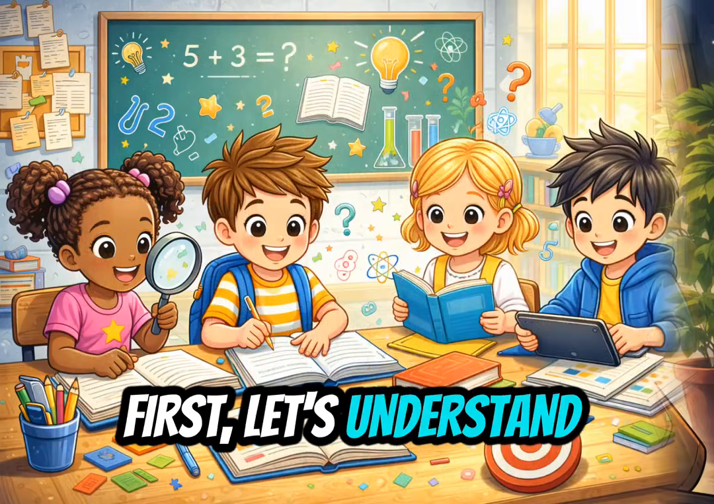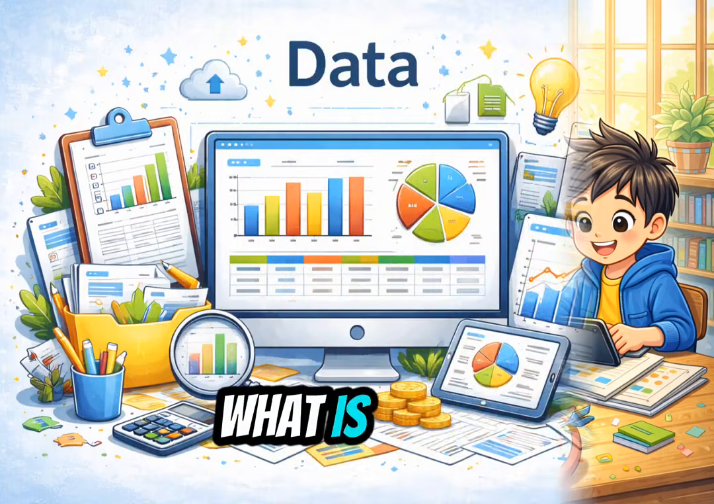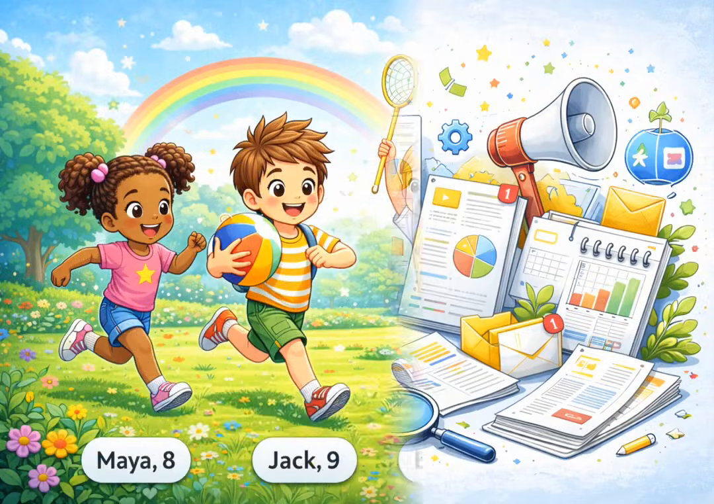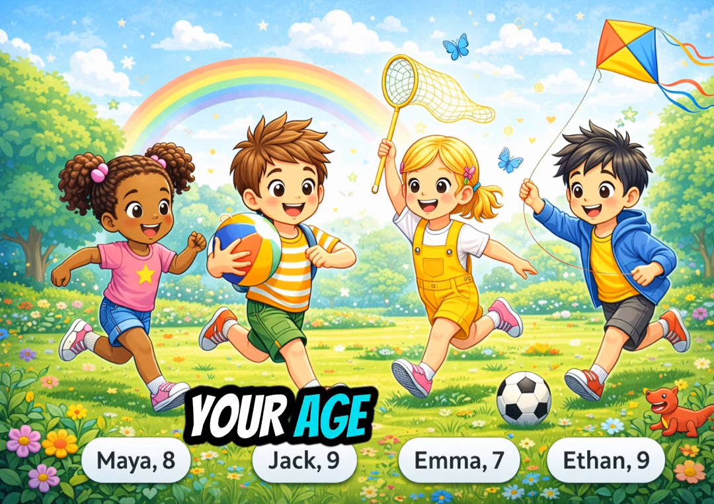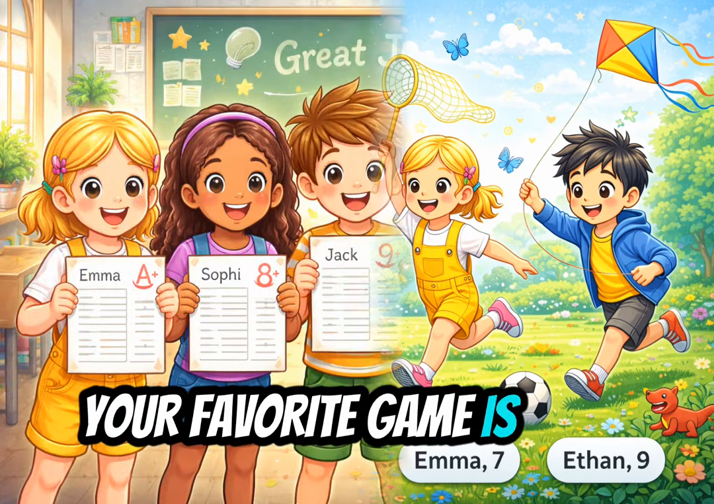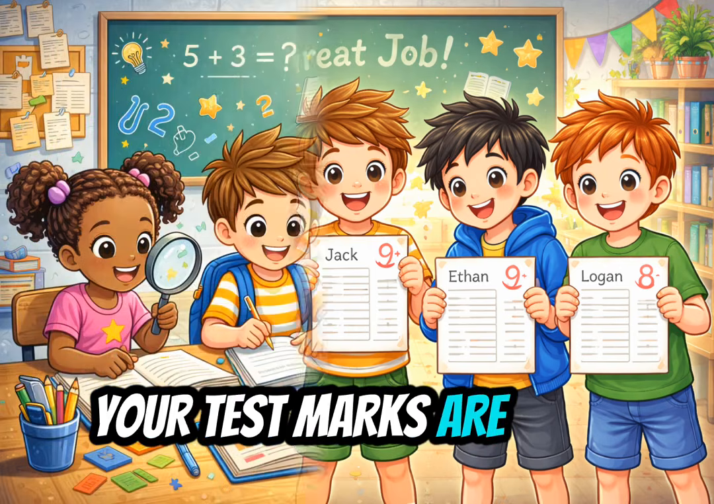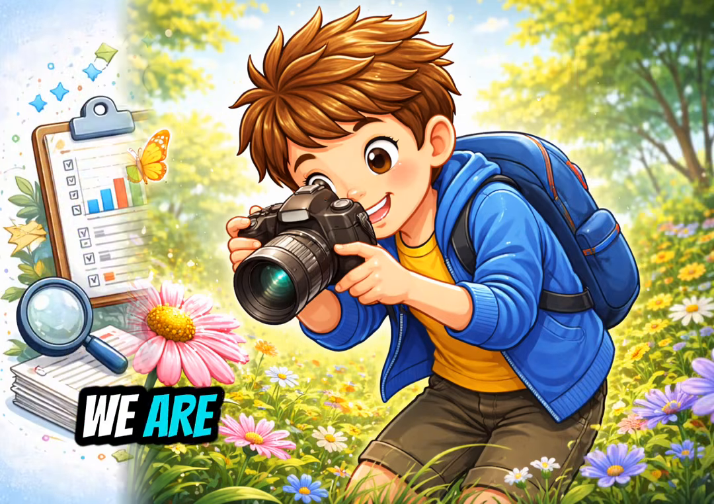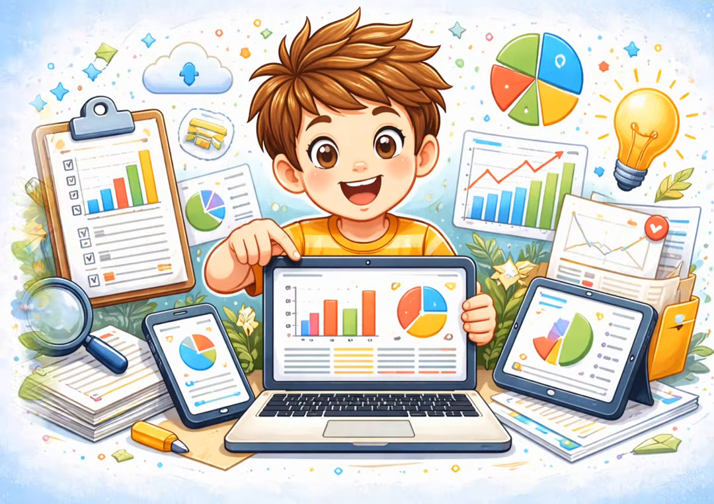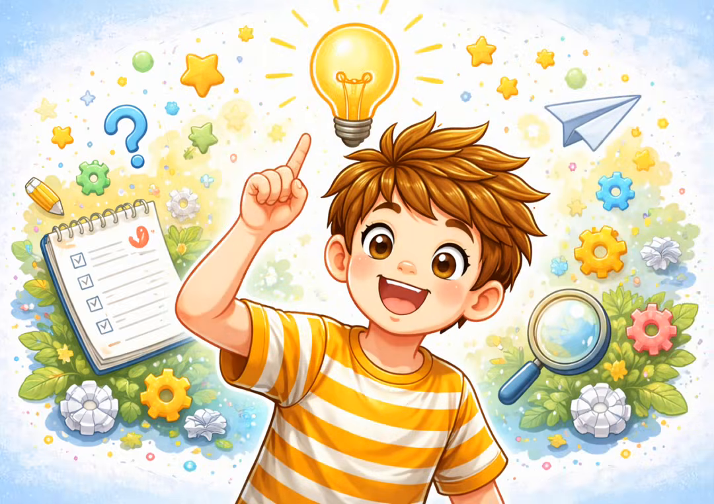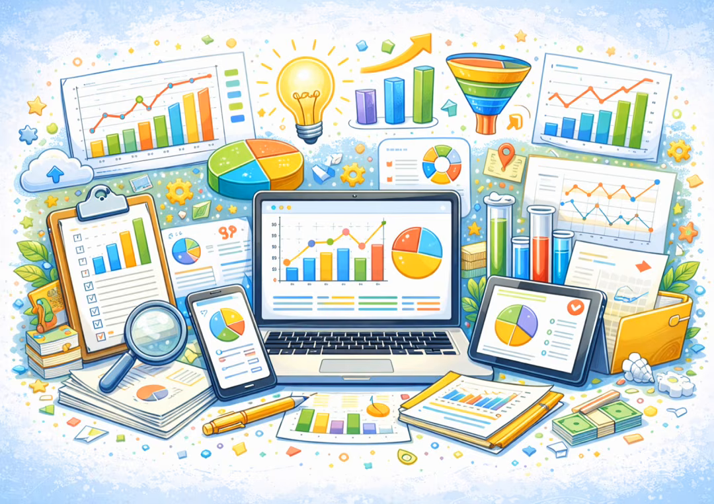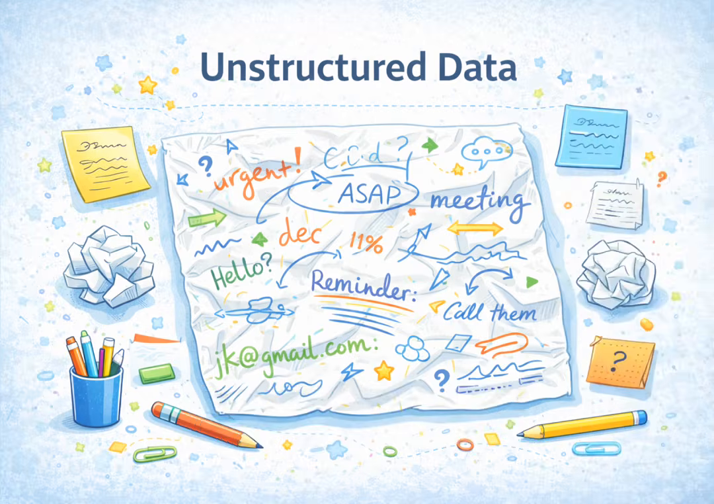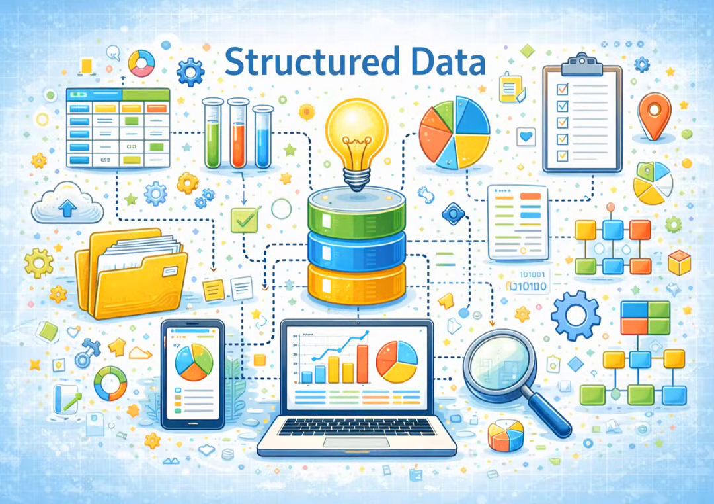First, let's understand something very important. What is data? Data is just information. That's it. Your name is data. Your age is data. Your favorite game is data. Your test marks are data. Even the photo you clicked yesterday is data. We are surrounded by data all the time. But here's the interesting part. Not all data looks the same. Some data is organized. Some data is not. Let's start with the organized one.